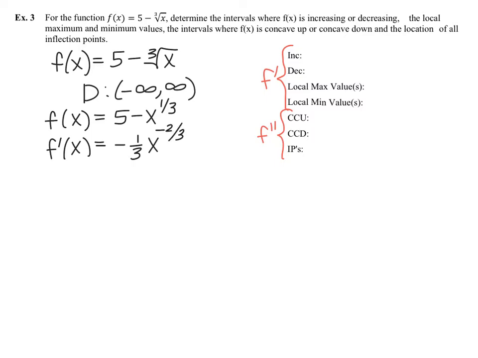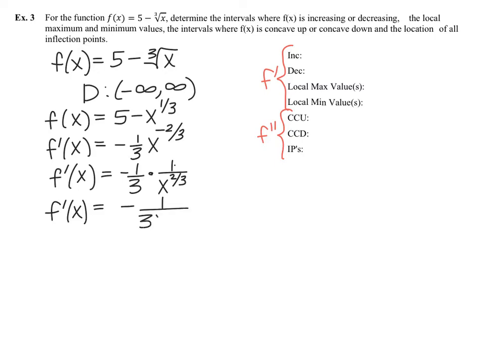Now we want to go ahead and find some critical numbers here because we're interested in looking at whether the first derivative is positive or negative, so we need to figure out where it's going to change sign. So I'm going to go ahead and work with this first derivative and manipulate it a little bit more algebraically first. We have negative 1/3, but x to the negative 2/3 is really 1 over x to the positive 2/3 power. So our first derivative could be written as negative 1 over 3x to the 2/3 power.